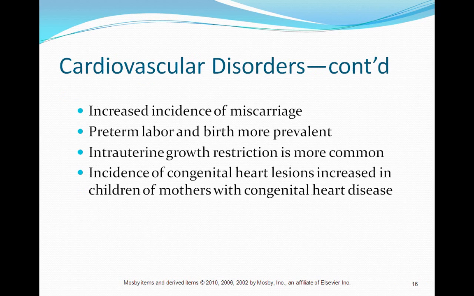Now, with disorders, increased incidence of miscarriage, because again, anytime you put more workload on the heart, there's more problems with them having to carry the baby full term. Preterm labor, because again, if she already has some type of heart defect, this would put a lot more pressure on her heart, so she can't carry the baby to full term. Intrauterine growth restriction, and that's really abbreviated IUGR. It's most common. The incidence of congenital heart lesions increase in children of mothers with congenital heart disease because probably of the genetic effects.